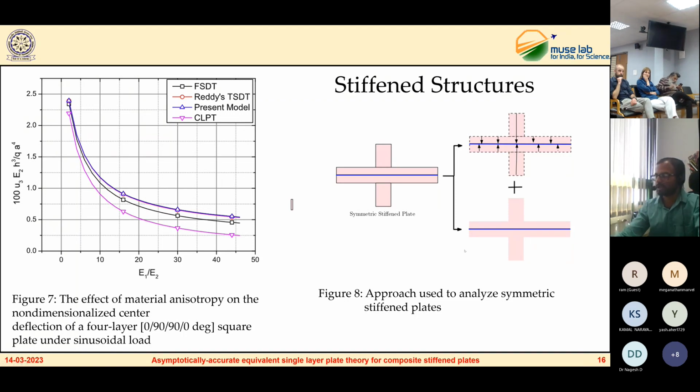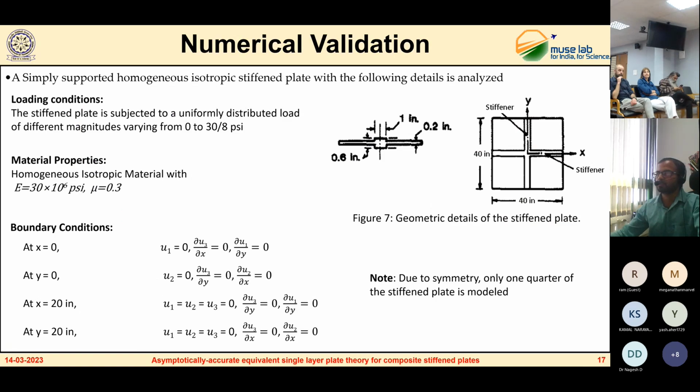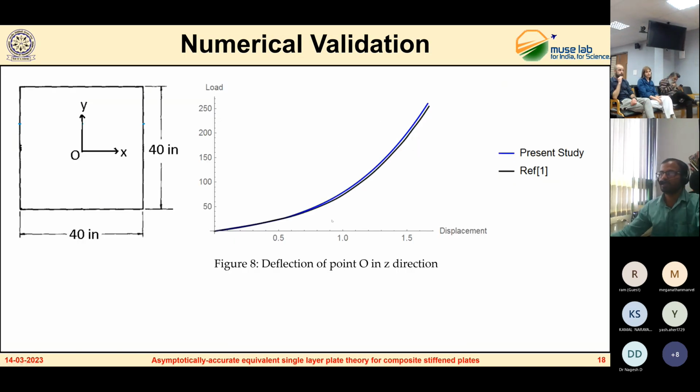Using this approach, I have attempted a numerical example that is shown here. The geometrical details of this example are shown here. We are considering a cross stiffener and homogeneous material. The boundary conditions are shown here. Here are the results. We can see that the results are in very good agreement with the literature. The reference one is a paper by Reddy.